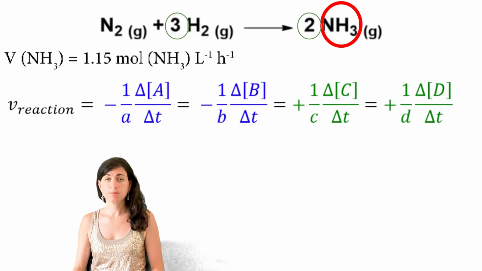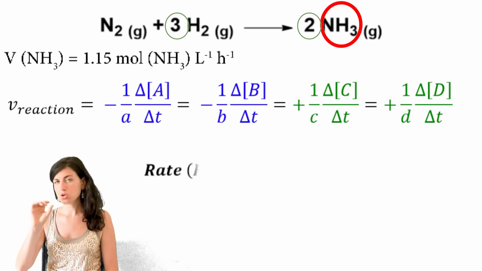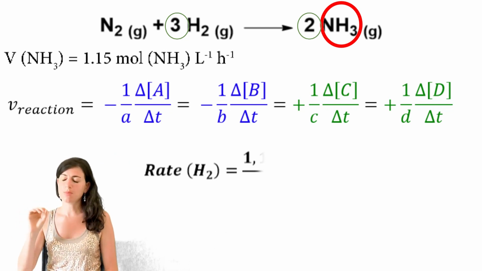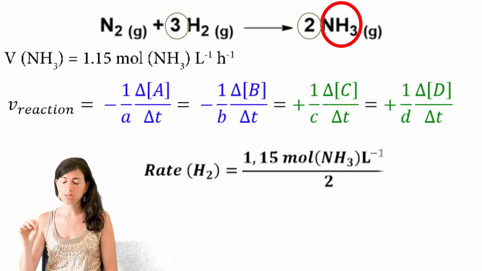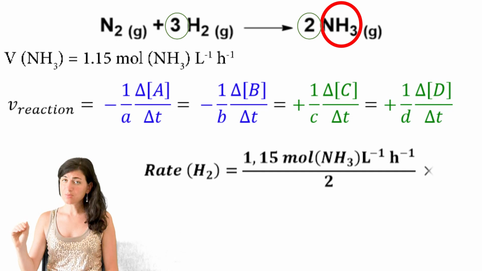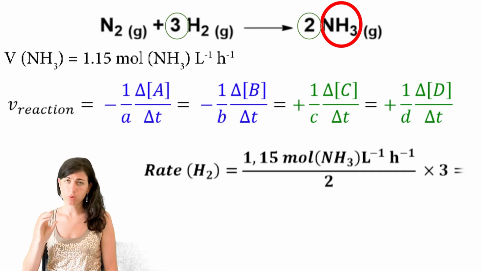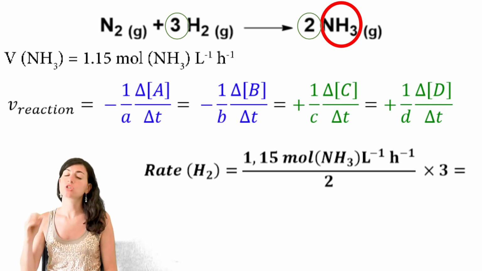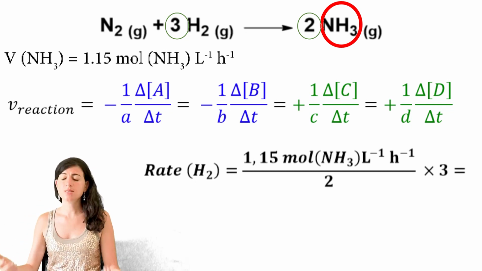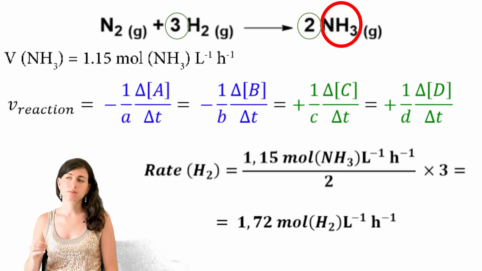So we obtain that the rate of formation of hydrogen will be given by the rate of formation of ammonia, which is 1.15, divided by the stoichiometric coefficient of ammonia, which is 2, and multiplied by 3, which is the stoichiometric coefficient of hydrogen. The result is 1.72. Let's do the same for nitrogen.